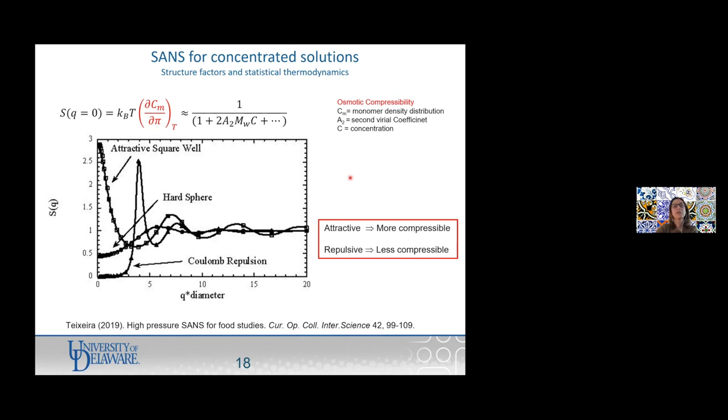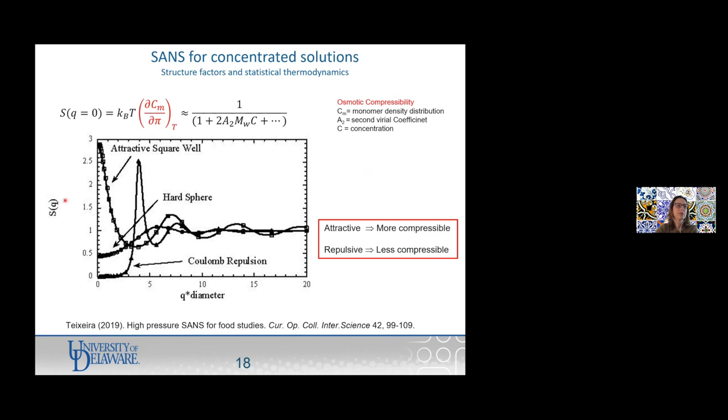So for example, if you're interested in the different phases of your system, if you're interested in the effects of pressure, and you can read a little bit more about how to use pressure, I put the reference there with SANS, then this forward scattering intensity has a lot of information about the types of interactions that you have in your sample. And these interactions can be of different nature.